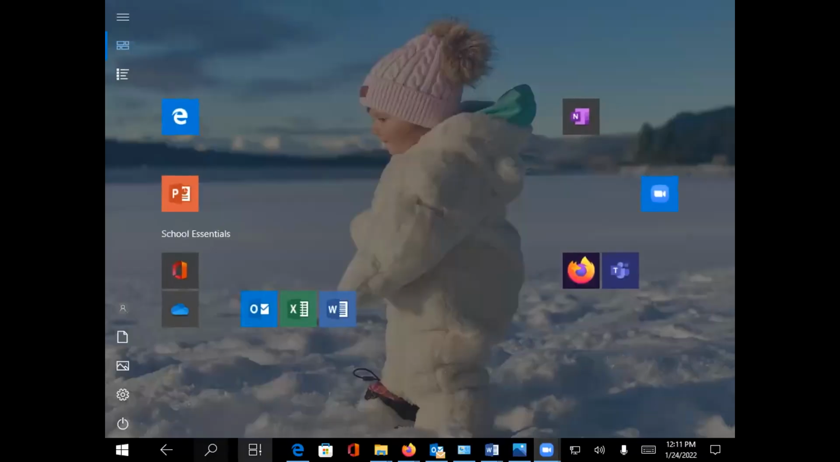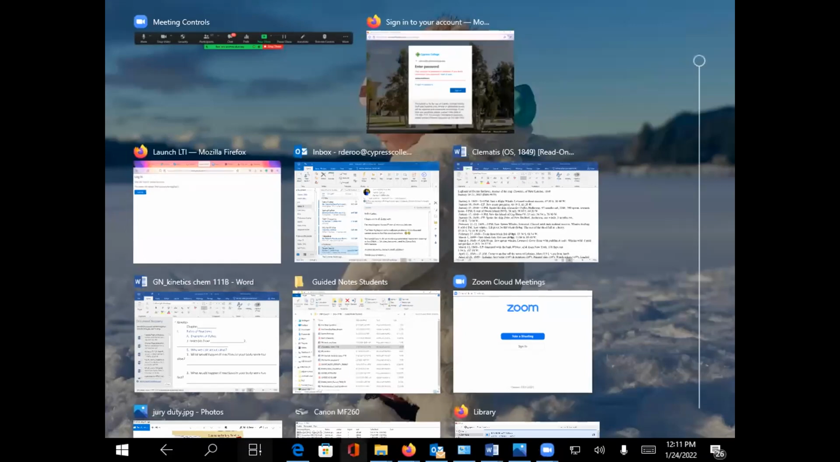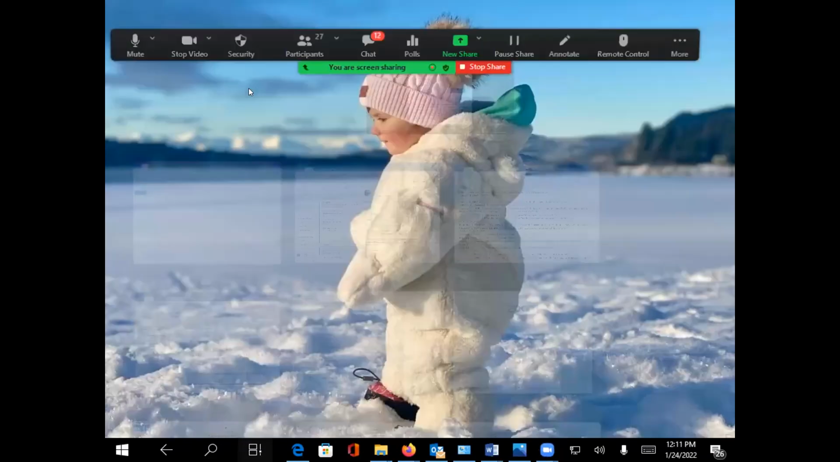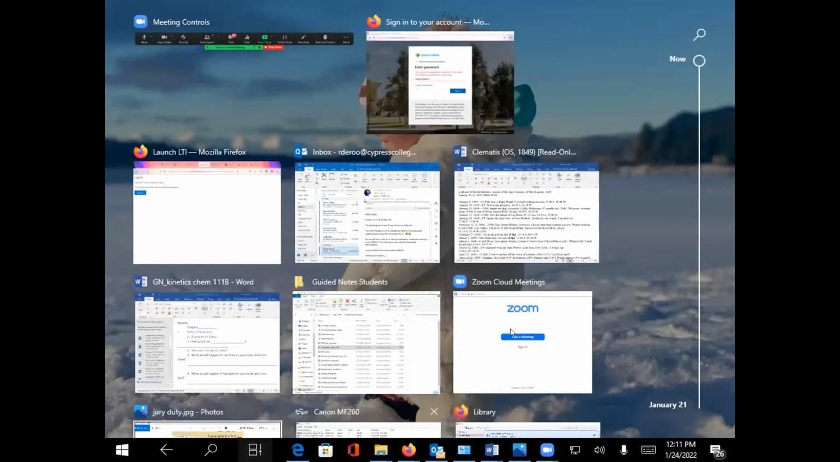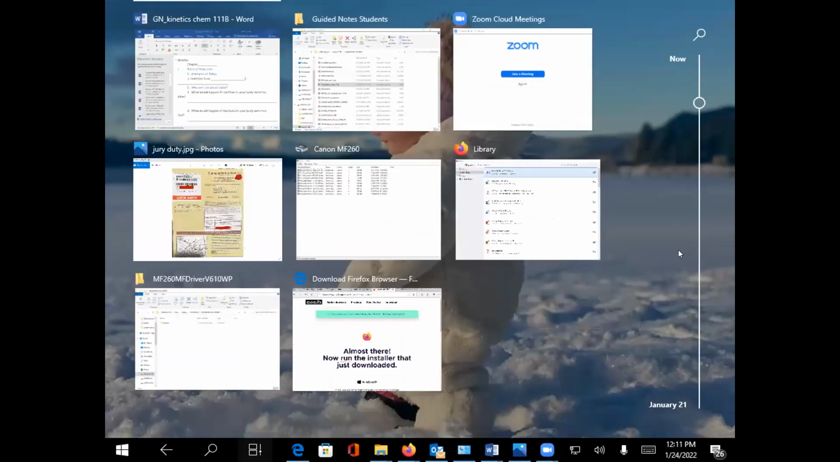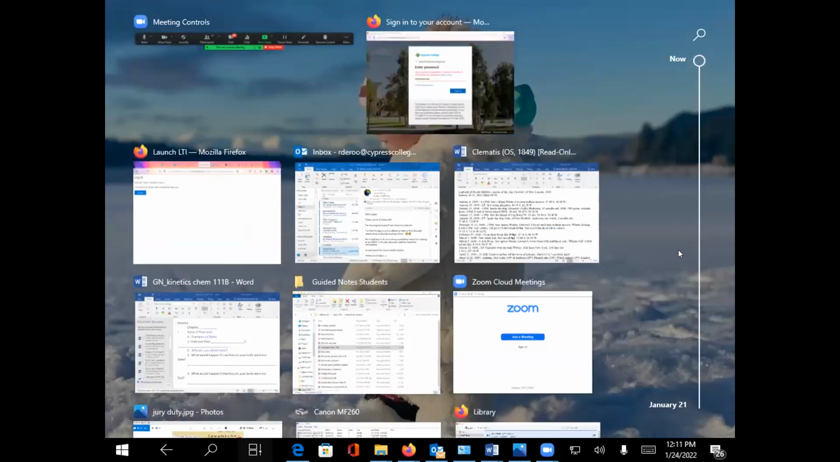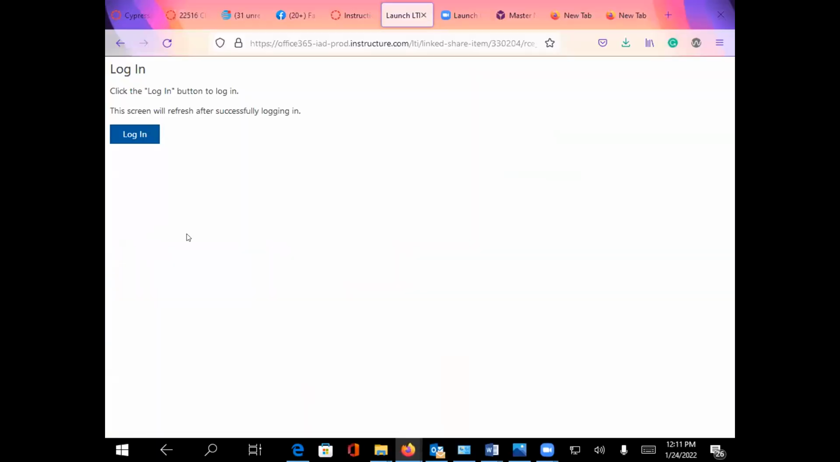Okay, so let me stop my share. Okay, and then let me start my share on my other computer. So where is, I've got so many screens open. Is this my Firefox? Here we go.